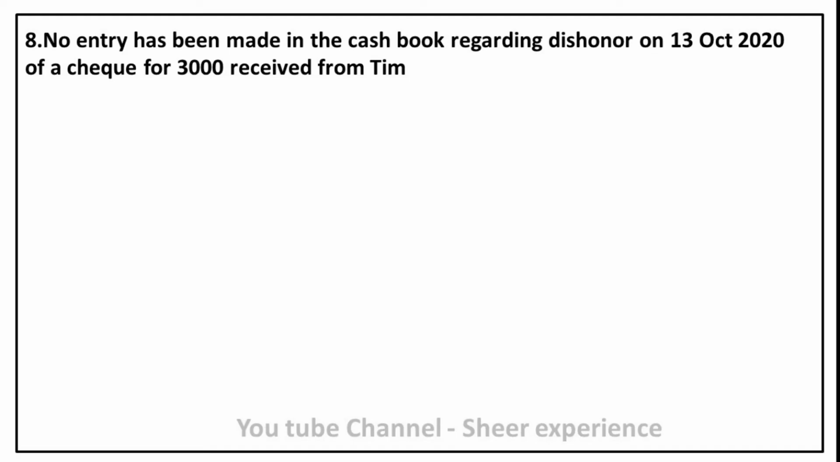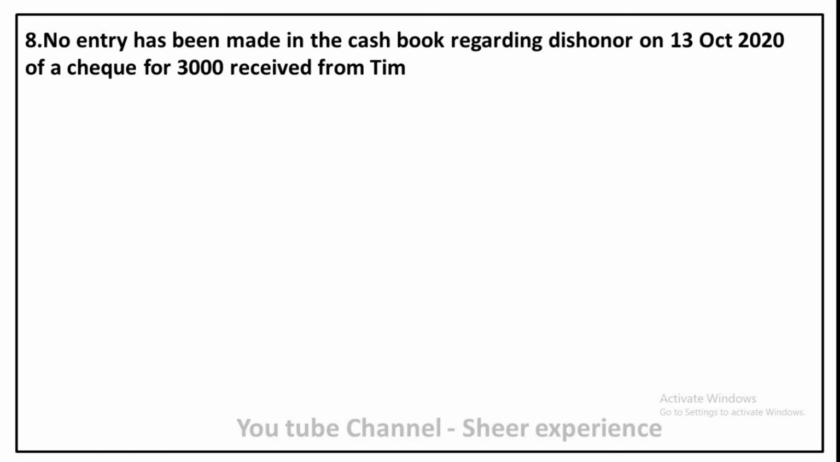Our next transaction is no entry has been made in the cash book regarding dishonor on 13th October 2020 of a check for 3,000 received from Tim. Here we are preparing bank reconciliation statement for 31st October. This transaction is before 31st October, so we can consider this transaction. If the transaction says November date, we should not consider that transaction.